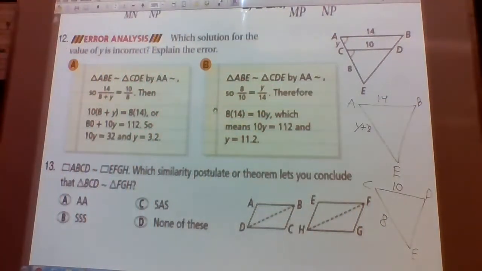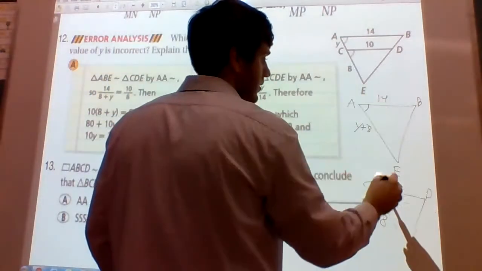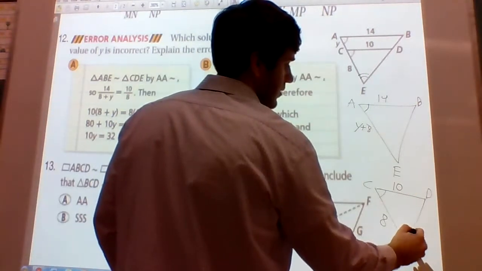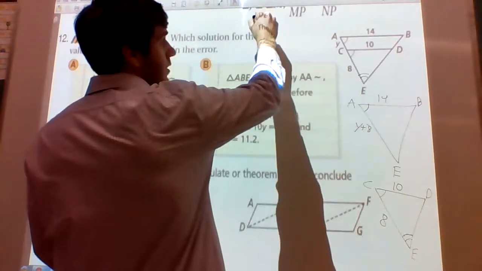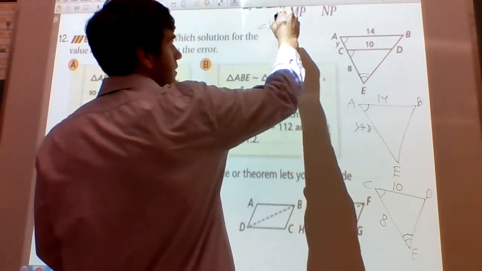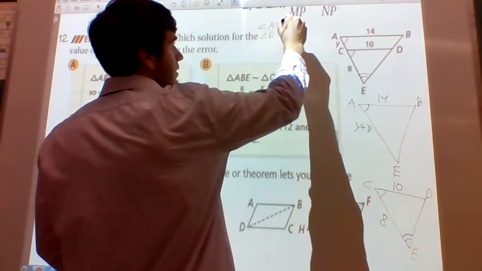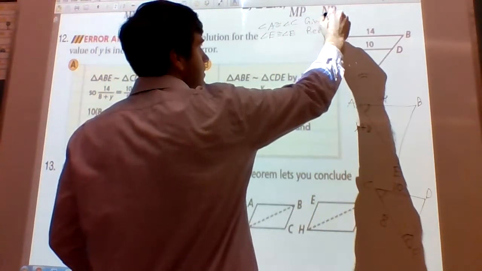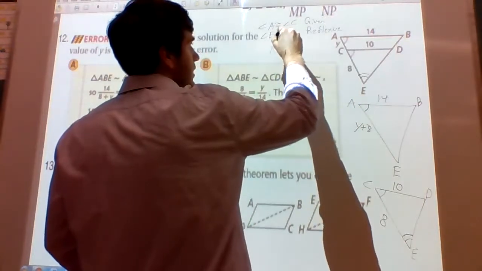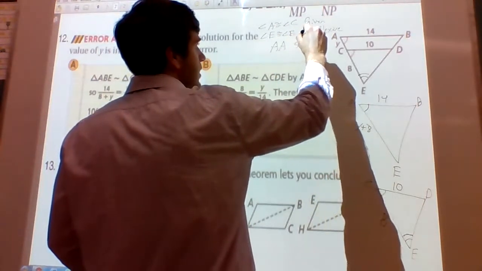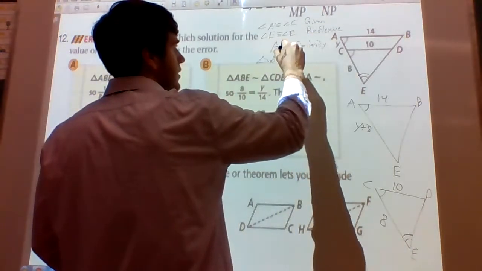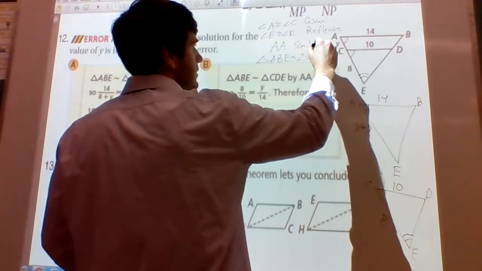Okay. It's telling us the triangles are similar by angle similarity. Right? They're going to share angle E. So we know angle A is congruent to angle C, and angle E is congruent to angle E. This is given. This is reflexive. So we can use angle similarity to show that triangle ABE is similar to triangle CDE.